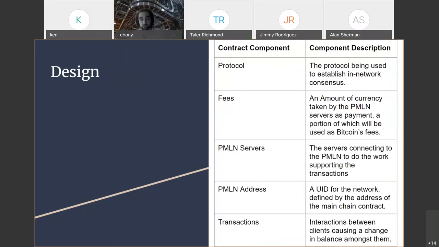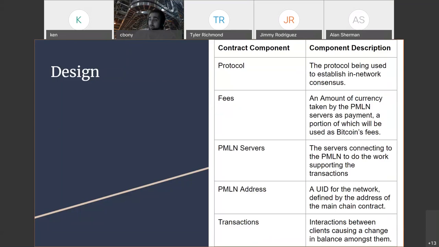How does Anvil work? Anvil has five components, roughly. It's got the protocol, which is defined in the Anvil contract. It's the protocol that's being used to establish in-network consensus. This could be something simple. It could just be three systems owned by the same person, but it should be defined within the Anvil contract that is submitted to the Bitcoin network. It's got the fees, which are the amount of currency taken by PMLN servers as part of the payment, similar to Bitcoin fees. You need incentive to actually participate honestly in this network.